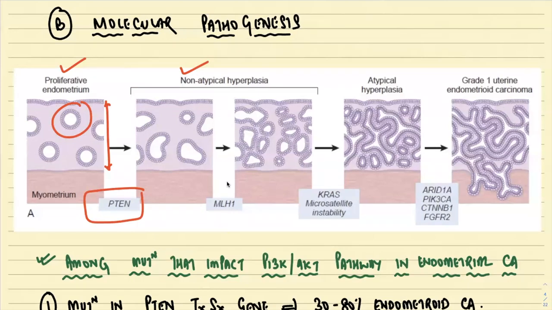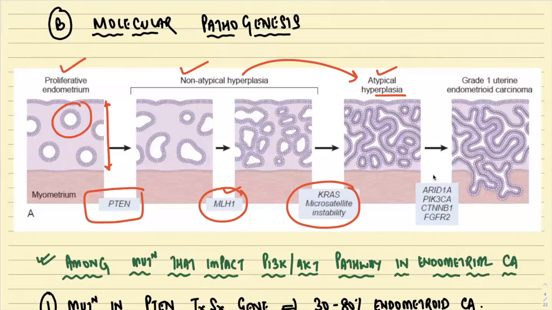Now, the non-atypical hyperplasia also harbors MLH1 mutation, followed by mutation in KRAS and microsatellite instability, converting the non-atypical hyperplasia into atypical hyperplasia, which has a more complex morphology. We have already discussed the points of differentiation between atypical and the usual type of hyperplasia. In the end, the atypical hyperplasia undergoes other mutations like ARID1A, PIK3CA, CTNNB1 or beta-catenin mutation, and FGFR2 mutation, giving rise to the endometrioid variety of carcinoma, that is type 1. Initially we have grade 1, followed by grade 2 and grade 3 tumors.